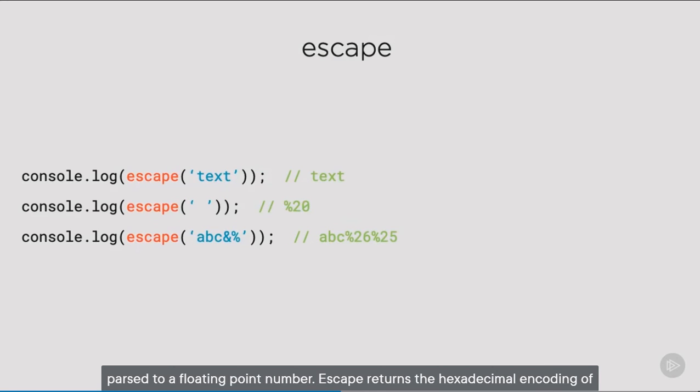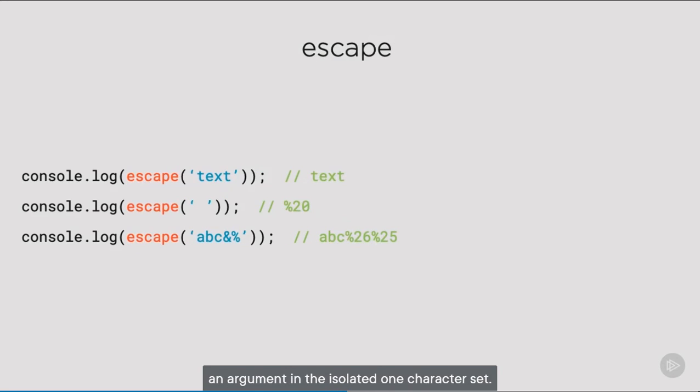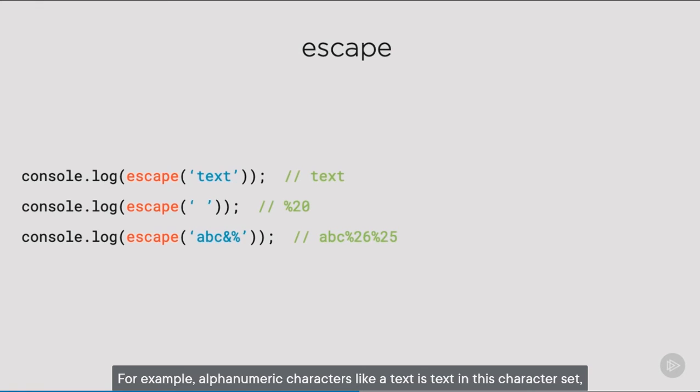Escape returns the hexadecimal encoding of an argument in the ISO Latin 1 character set. For example, alphanumeric characters like a text is text in this character set, while non-alphanumeric characters are represented as %xx, where XX is a hexadecimal encoding of the ASCII character in the ISO Latin 1 character set.